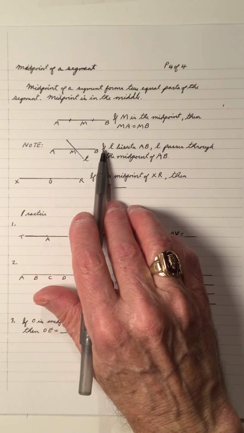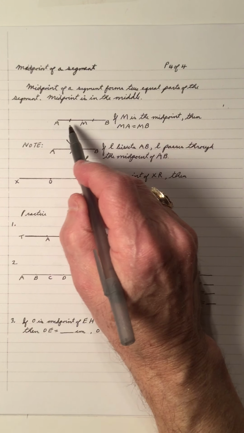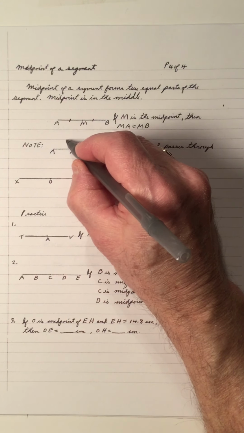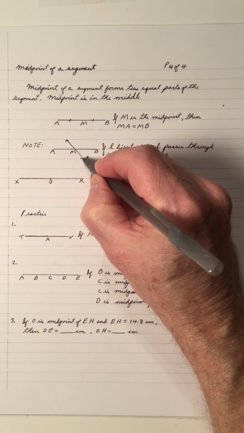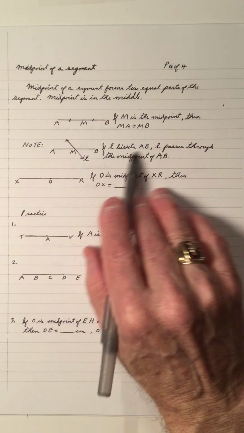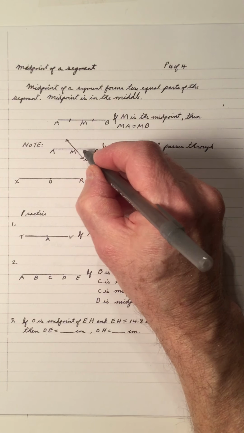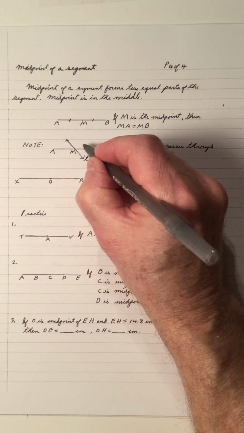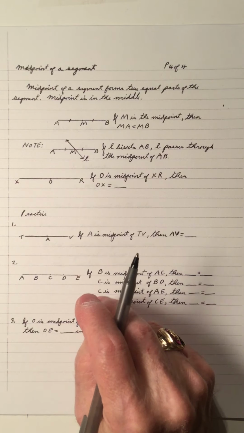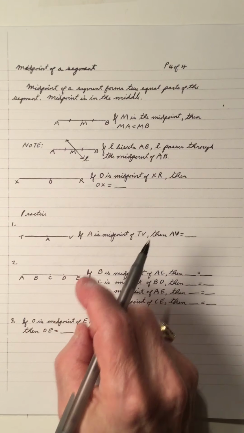Note, if L bisects AB, so if I took the same segment up here, pretend it's the same segment, I could have a line going down through here. If I want to make it a line, then I can put arrowheads on it, or I can leave it as a segment. If L bisects AB, L passes through the midpoint. So because that's a bisector, then we treat that as a midpoint. So they're equal. So a bisector goes through the midpoint. If you have a midpoint and you draw a line through that midpoint, then that line or segment bisects it.